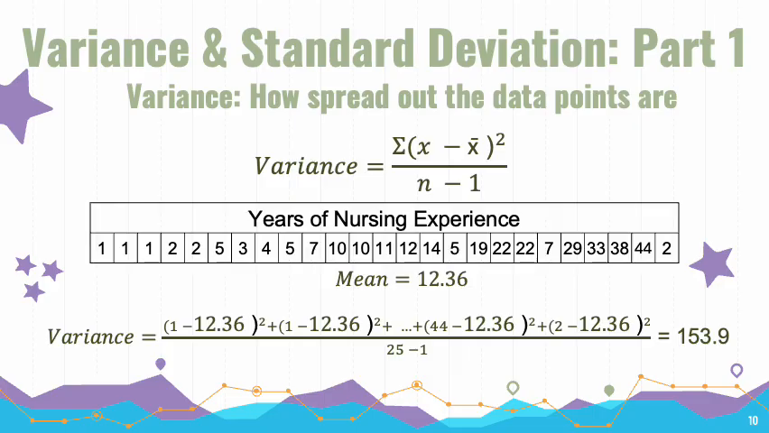We will then add together every other data point. So you can see I have the second data point, which is also a 1 minus 12.36 squared, all the way up to, and that's what the dot dot dot means, our second to last data point is 44. So 44 minus 12.36 squared plus our final data point, 2 minus 12.36 squared, dividing all of that by 25 minus 1, because 25 is the number of data points that we have. If you were to do this calculation, you would get a variance of 153.9.